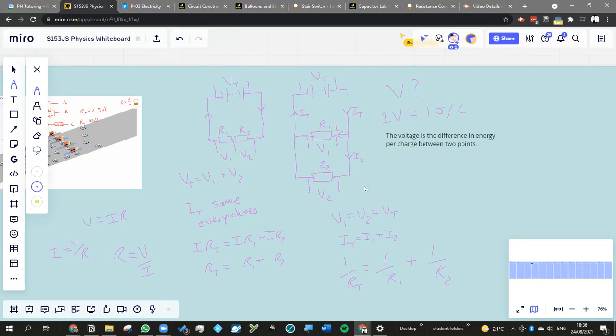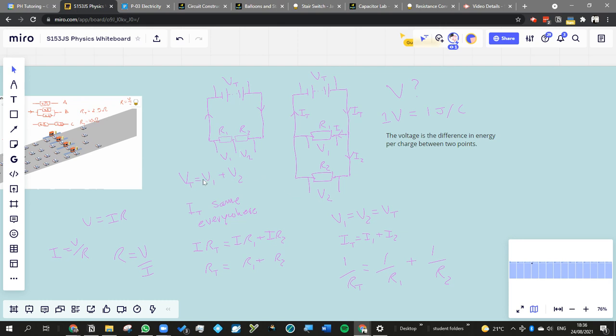So we've got these two formulas here: R total equals R1 plus R2, and 1 over R total is equal to 1 over R1 plus 1 over R2. This one's for series, this one's for parallel. This is the derivation for it.